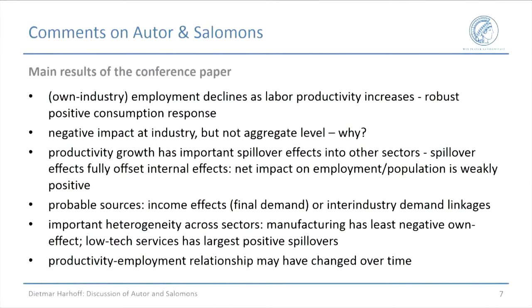So they speculate on the sources. David said that already that they do not go into that because they're somewhat restricted in what the data can tell them here, but income effects or inter-industry demand linkages are the most probable candidates here. They also point to important heterogeneity. Manufacturing has, David said, the smallest own effect. I think calling it the least negative own effect makes it maybe a little bit clearer what is meant. And low-tech services has the largest spillovers, which is interesting. So, of course, this may all have changed over time, and fortunately, the data allows them to go after that.